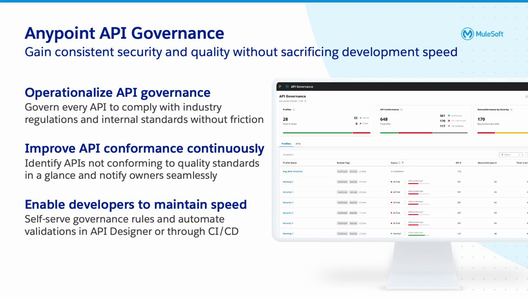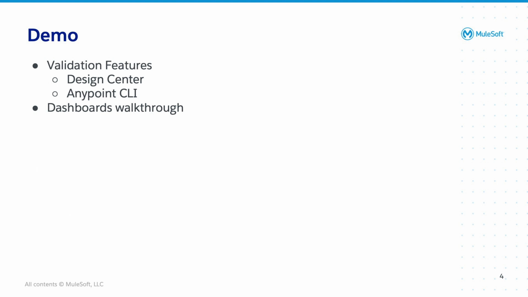Lastly, API governance can also be automated through the CI/CD processes by leveraging the Anypoint CLI to validate the APIs, publish the APIs, and also tag Mule and non-Mule APIs in Exchange. With that being said, let's jump right into the actual demonstration. For this demo, I'm going to work with two API specs.